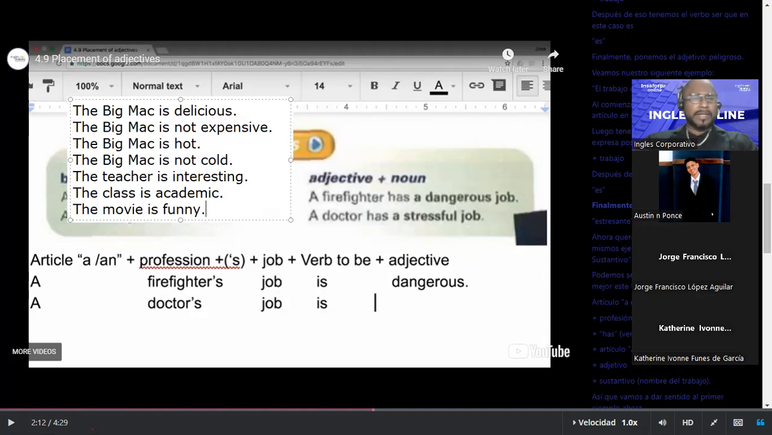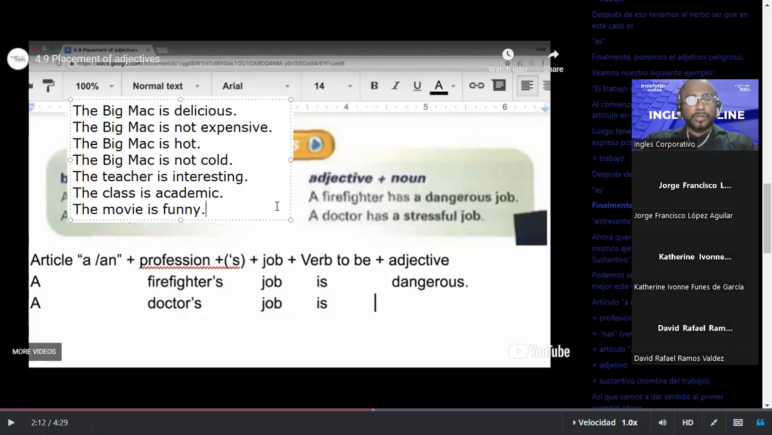Okay, so básicamente, guys, esta es la estructura: el sujeto, el verbo to be, y el adjetivo. That's it. ¿Les ayudó los ejemplos? Yes, teacher. ¿Entienden la fórmula? Primero va el sujeto, el verbo to be, is, y después va el adjetivo. Delicious, expensive, cold, interesting, academic, funny.